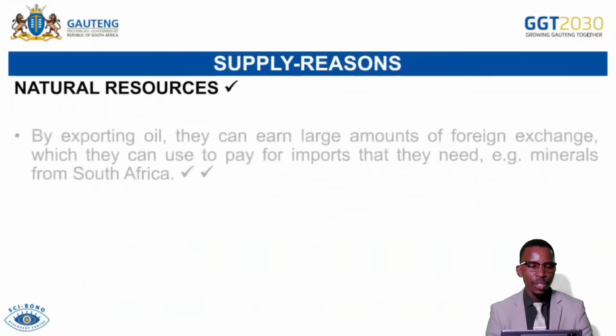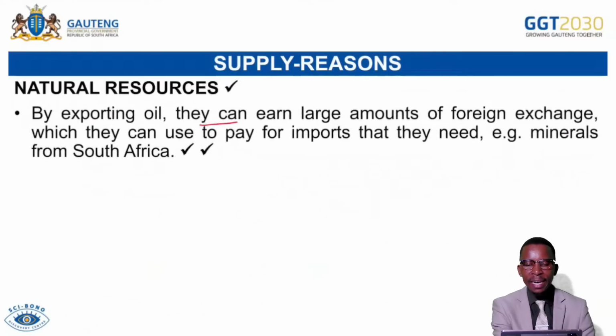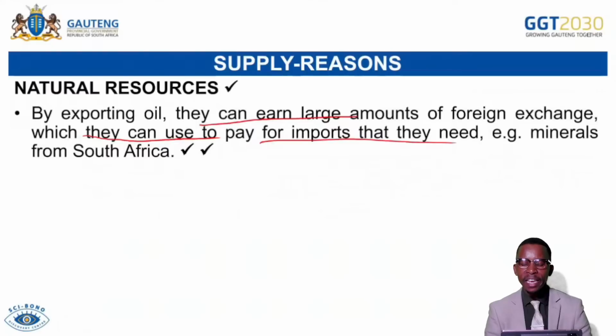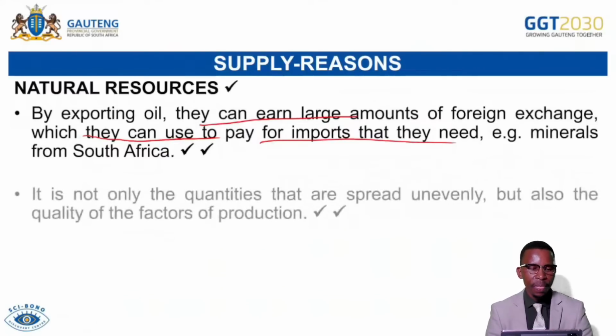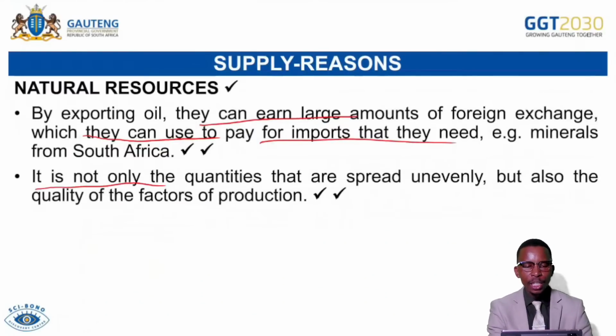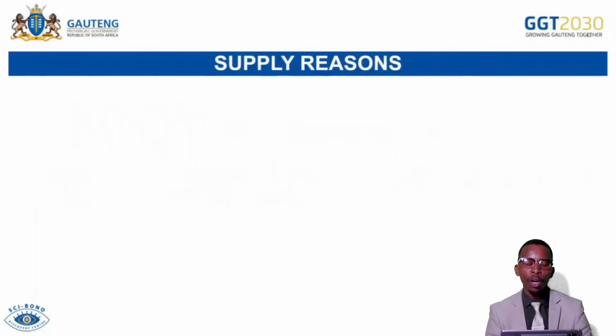So natural resources continue. By exporting oil, they can earn a large amount of foreign exchange, which they can use to pay for imports they need, e.g. minerals from South Africa. It is not only the quantities that are spread unevenly, but also the quality of the factors of production, which are not equal across the world.